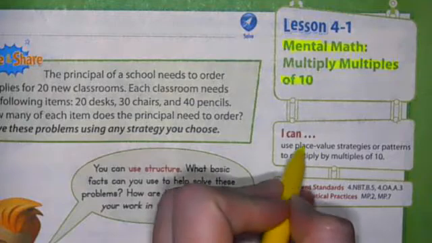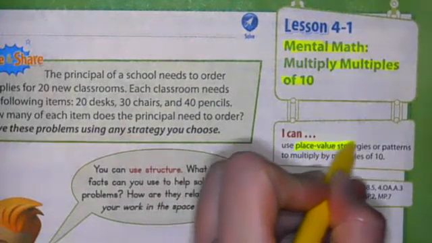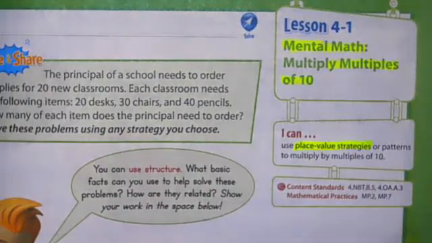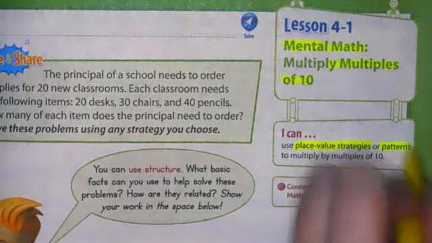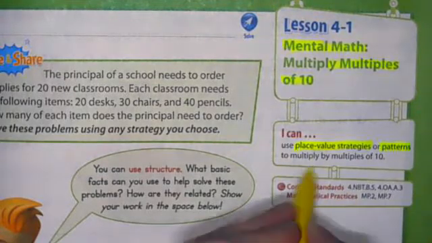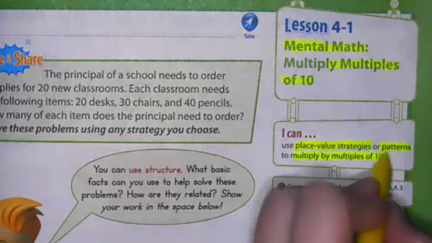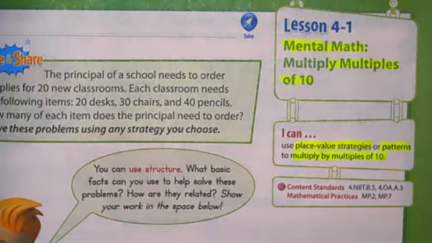So as always, we are going to use place value strategies. Love that, place value strategies, or patterns. That means basic math facts to help multiply by multiples of 10. So let's dig in and see how this works.